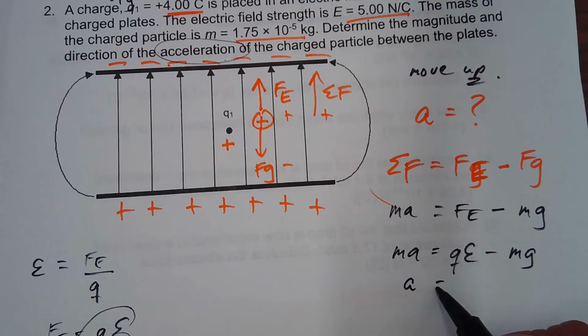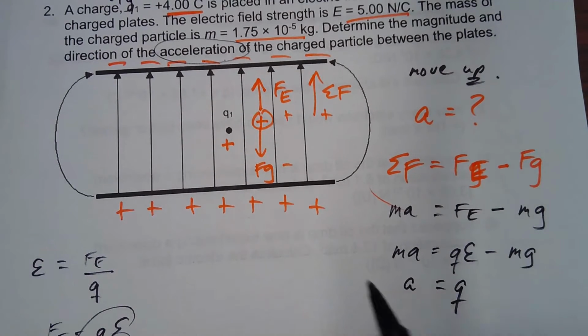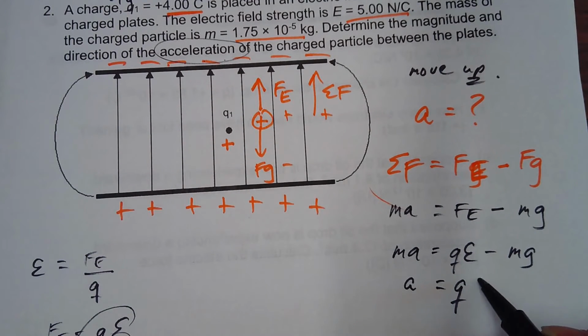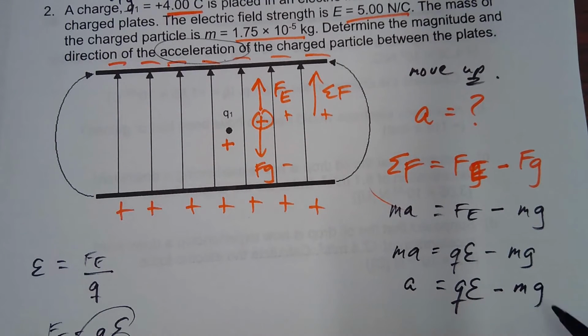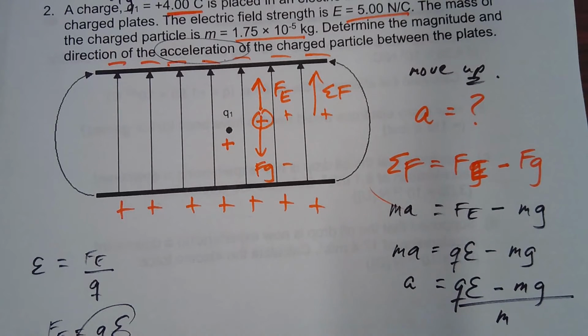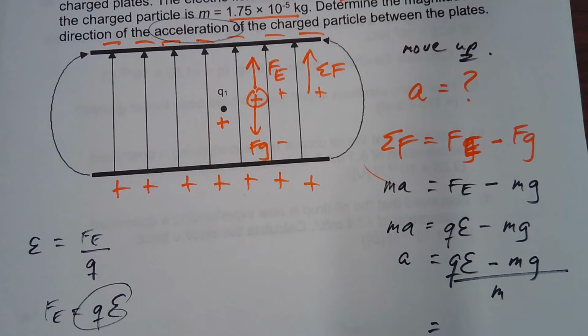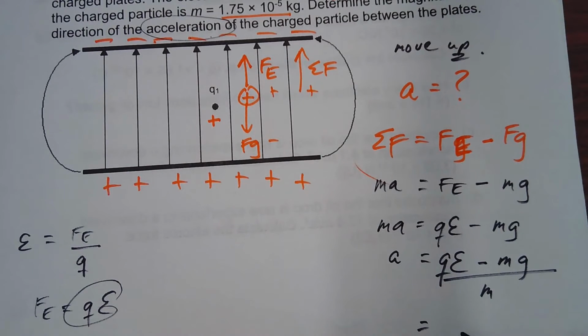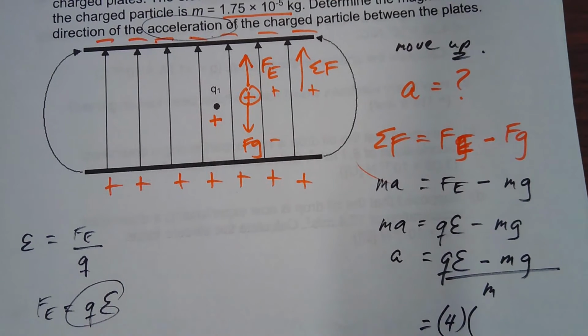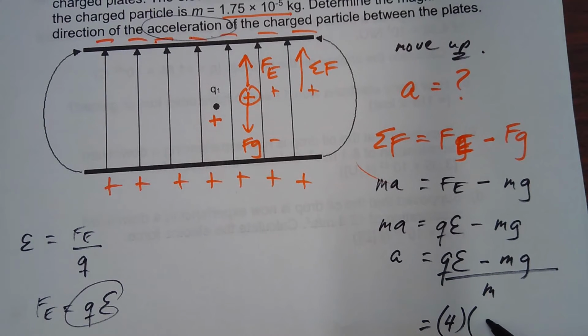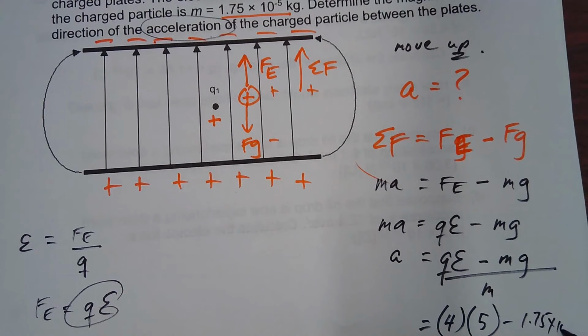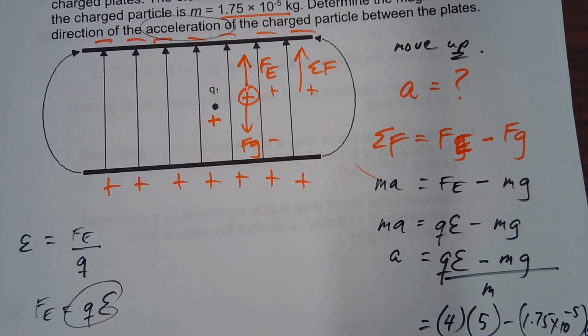And we're looking for a, right? So then we got charge, which is given, 4, electric field strength, which is 5, minus mass, that's given, and g is given, divided by the mass. Okay, there you go, calculator work. So let's plug it in, okay? So charge is 4 coulomb. Just gonna put in the numbers here. Ignore the sig figs for now. And field strength is 5 minus mass is 1.75 times 10 to the negative 5 times 9.8 divided by the mass.